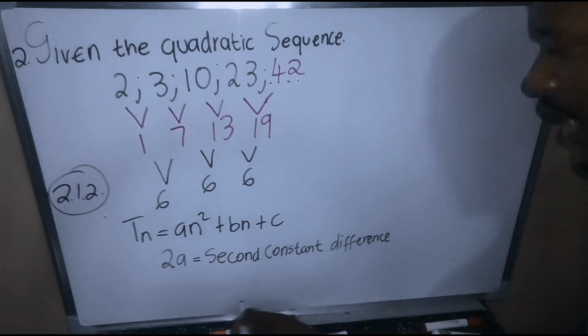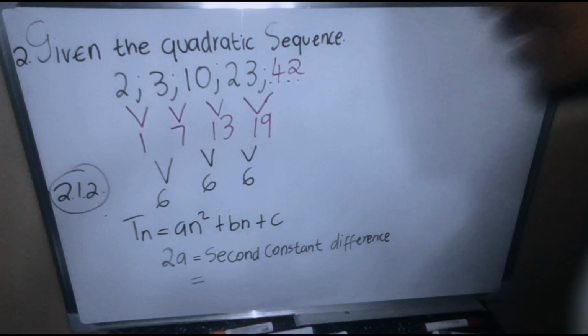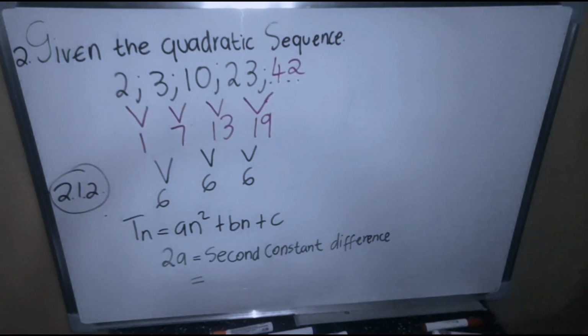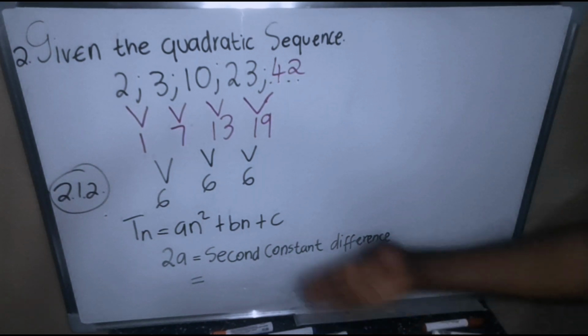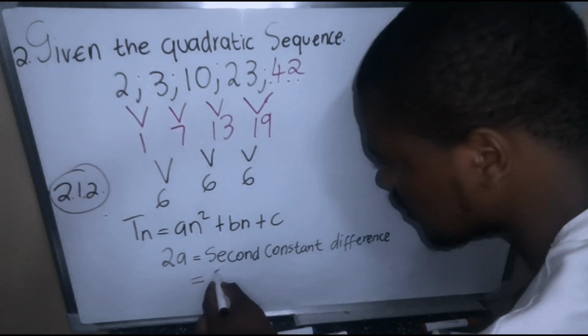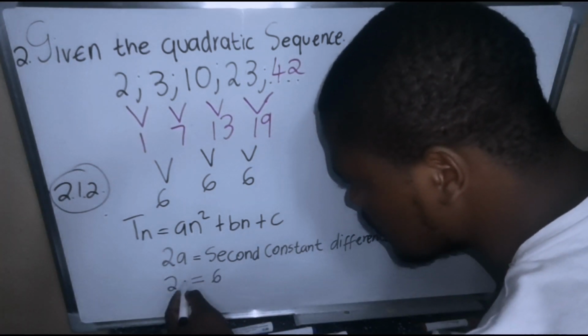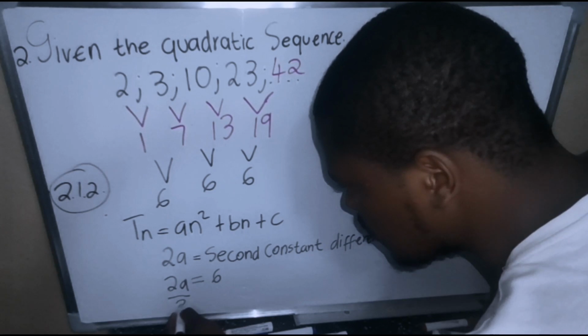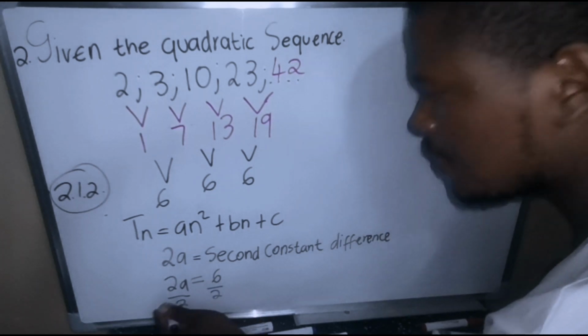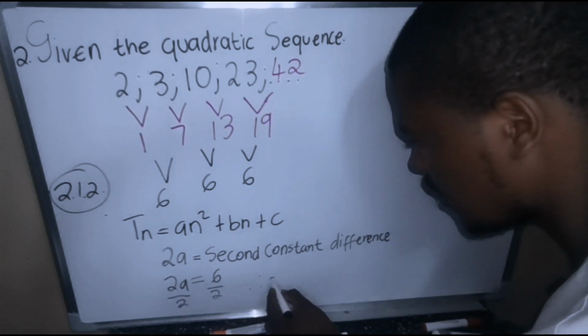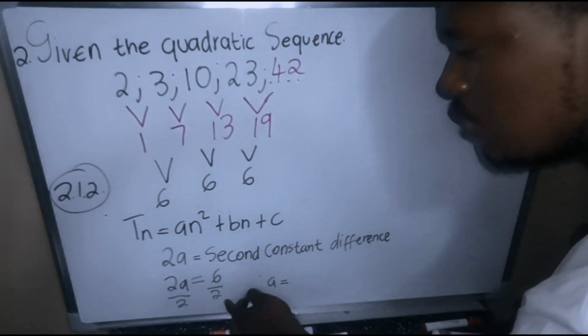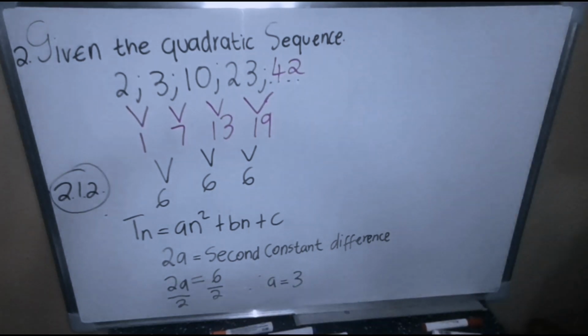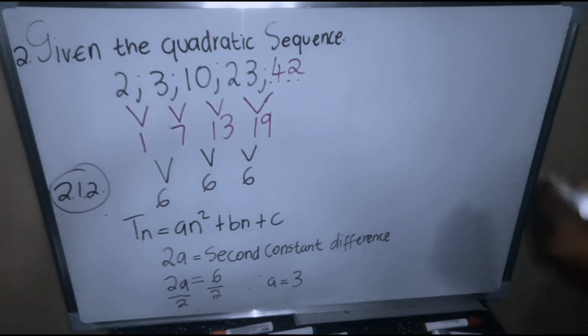Now, what is our second constant difference? It is 6. You put the 6 here, equal to 2a. Then you divide both sides by 2. Therefore, a is equal to 6 divided by 2, which gives 3. The value of a is equal to 3. Are we clear? Yes. Now, we're not done.